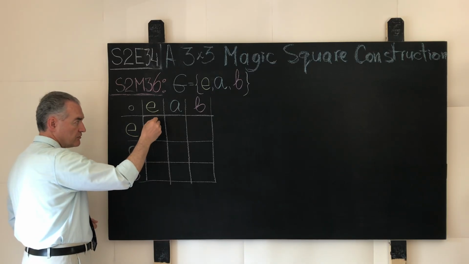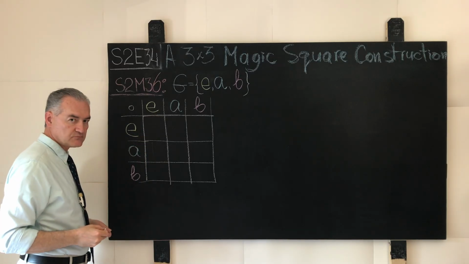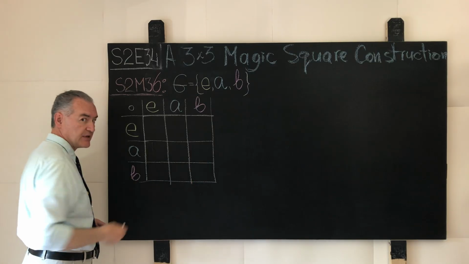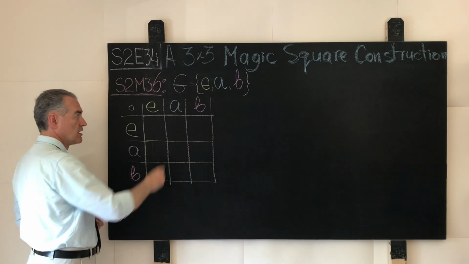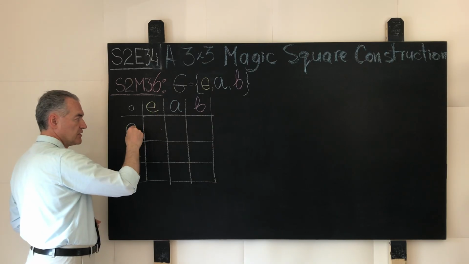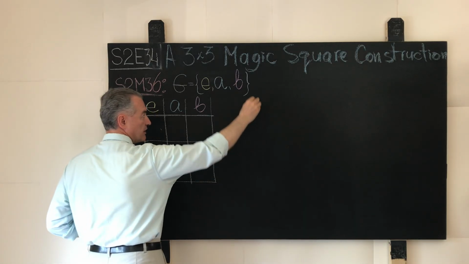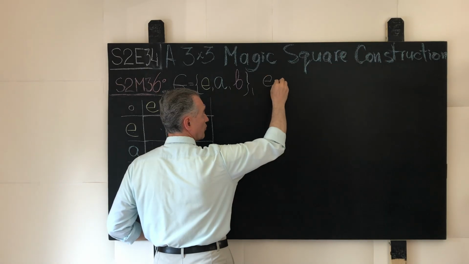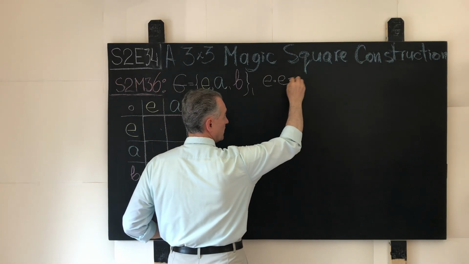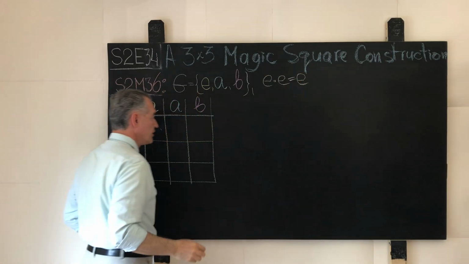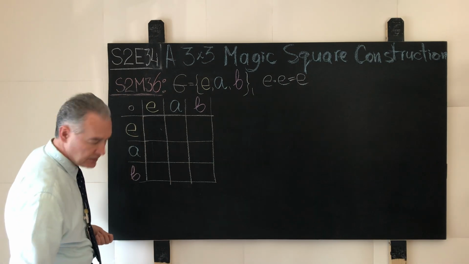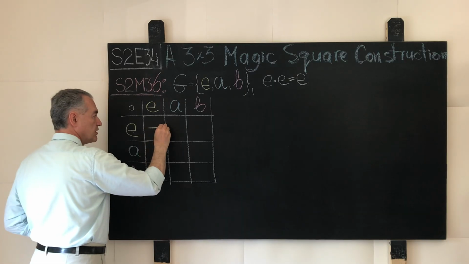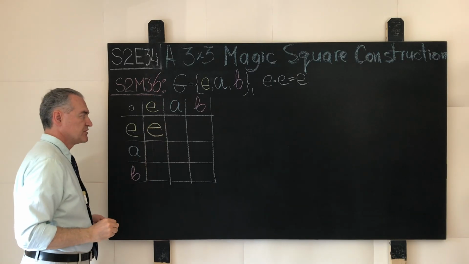Consequently, in the upper left cell of our 3x3 multiplication table of this group, what entry will go here? E on the left, E on the right. Let me write it down for you over here. E on the left, E on the right. This produces E. So the element E goes into this cell.